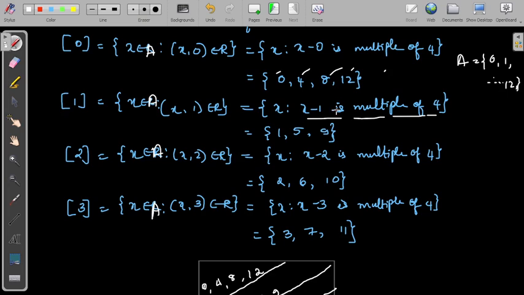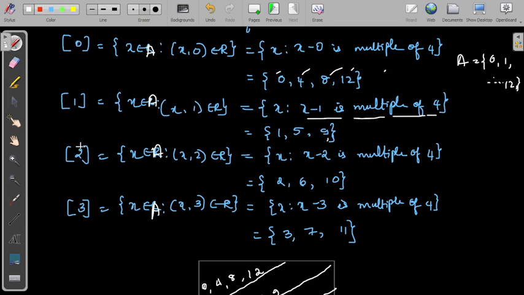Then 2 minus 1, 1 is not a multiple. 3 minus 1, 2 is not a multiple. 4 minus 1, 3, not a multiple. 5 minus 1 gives you 4, 4 is a multiple of 4. Therefore, x equal to 5 satisfies the condition, 5 will come. Similarly, 8 minus 1 gives you 7, 9 minus 1 gives you 8, 8 is a multiple of 4. So, those elements will come in the equivalence class of 1.